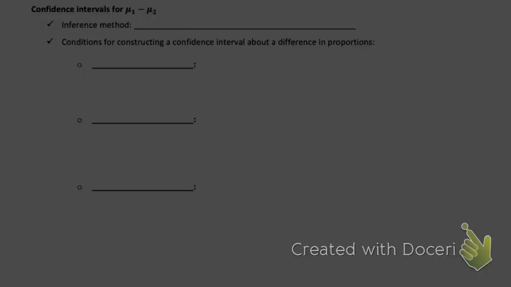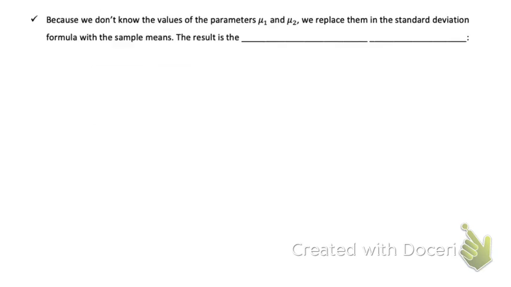Now, let's look at all the formulas, because we don't know the parameters. We're going to replace the standard deviation with the sample's. So, what is going to be the result? We're going to have the standard, what? Error. Ladies and gentlemen, if you look at your formula chart on the back side, halfway down, you will see the standard error formula for x bar 1 minus x bar 2. And it is this.